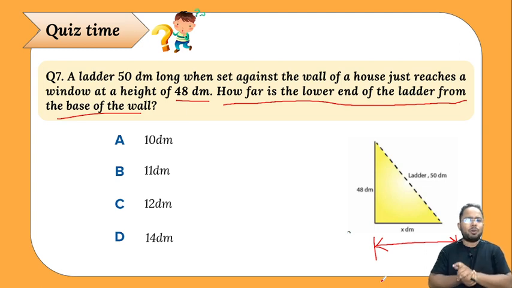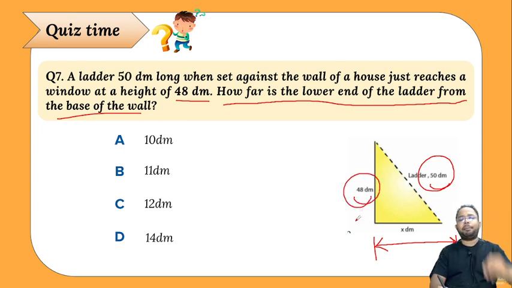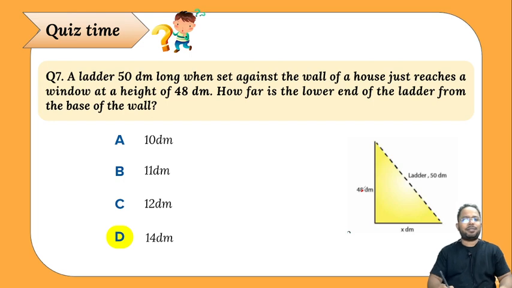सो हाउ फार इज द लोअर एंड ऑफ द लैडर फ्रॉम द बेस ऑफ द वॉल? वॉल के बेस से कितनी दूरी पे होगा? अगर हमारा लैडर 50 डीएम का है और जो विंडो है वो 48 डीएम पे है. Let's go and look into the answer, and the answer is 14 dm. So कैसे करें? बहुत ही सिंपल. I hope everybody has understood here.